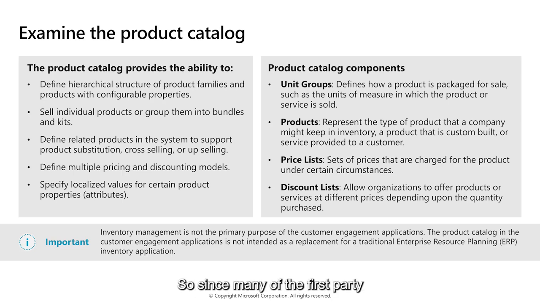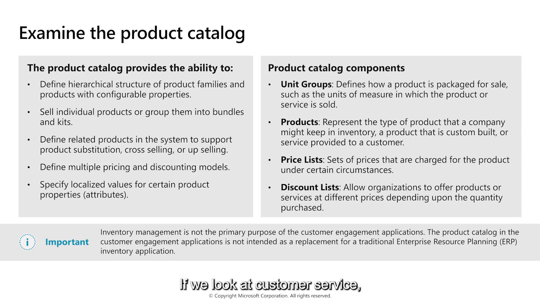So since many of the first-party customer engagement apps have some sort of reliance on products, Dynamics 365 Product Catalog provides the necessary product functionality needed to support applications. Depending on the application we're working with, this can be leveraged in different ways. For example, if we're looking at sales, the product catalog stores the goods and services that we sell to our customers, so they can be used as line items on opportunities, quotes, orders, and invoice records. Different price lists are there to ensure that pricing is correct based on the customer that we're working with.